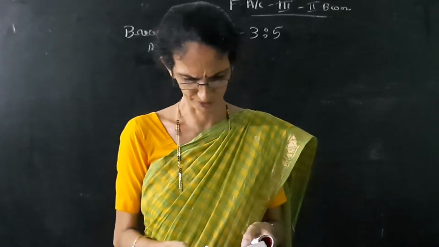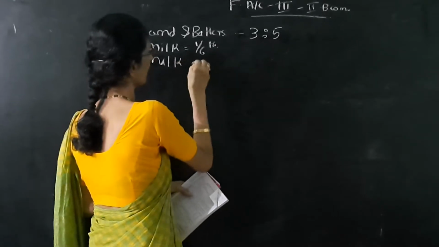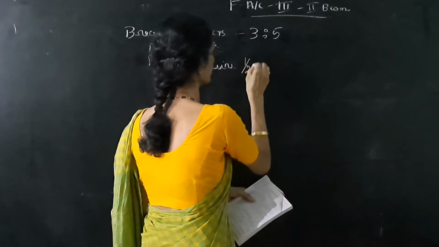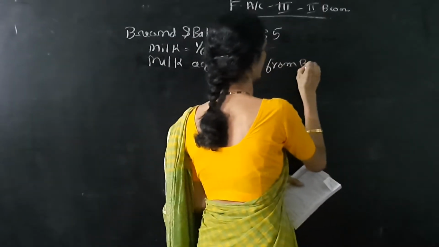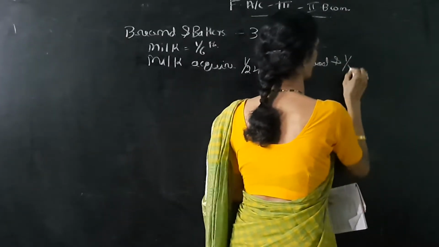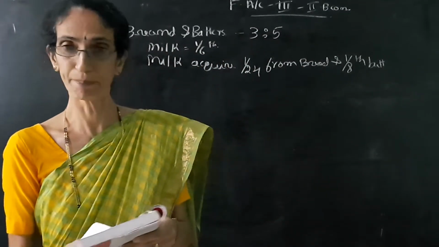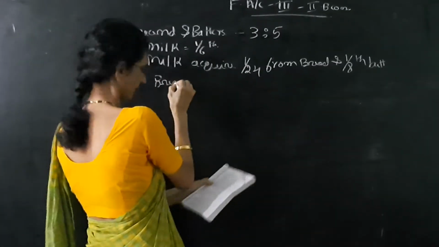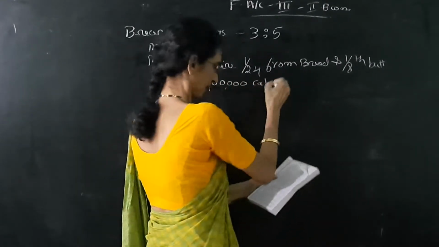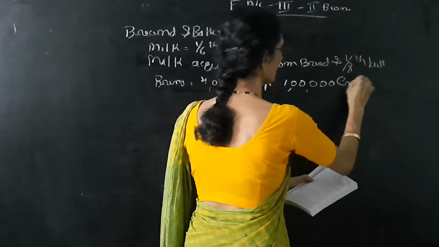In the future profit, Milk acquires, it is important, Milk acquires 1/24 from Bread and 1/8 from Butter, and brings rupees 4 lakh as capital and rupees 1 lakh as goodwill.